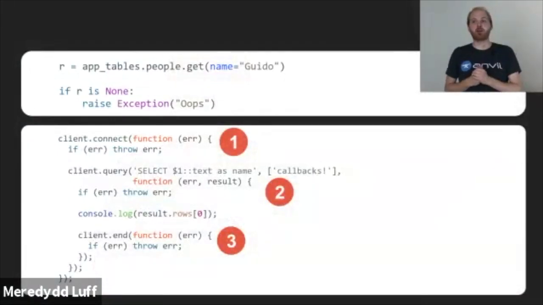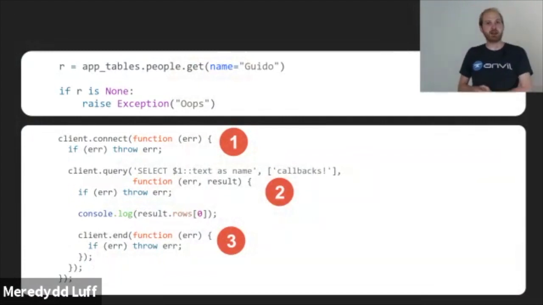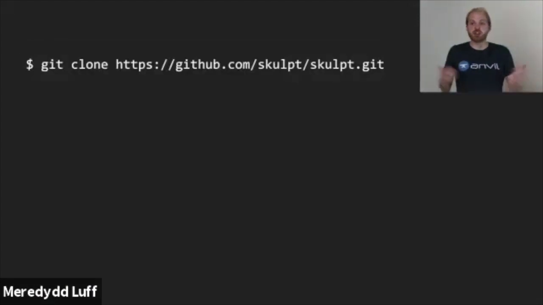However, we're in luck because we have a Python to JavaScript compiler and it's open source. So what if we could make it translate this into this automatically? So we grab the source code from GitHub and start exploring.